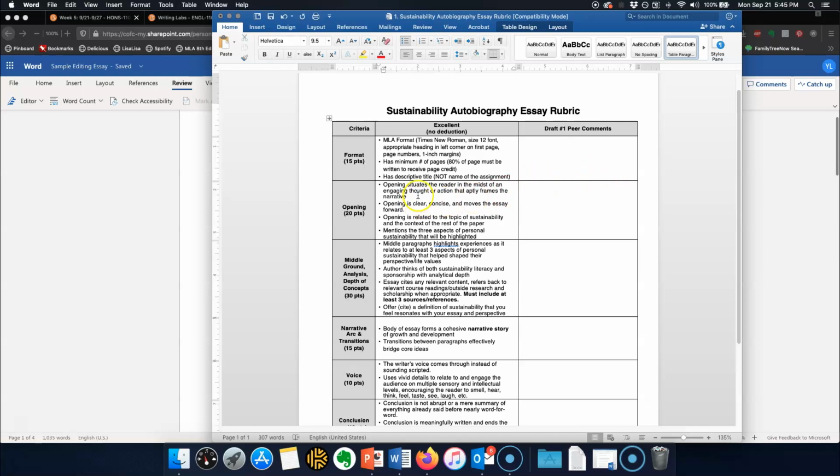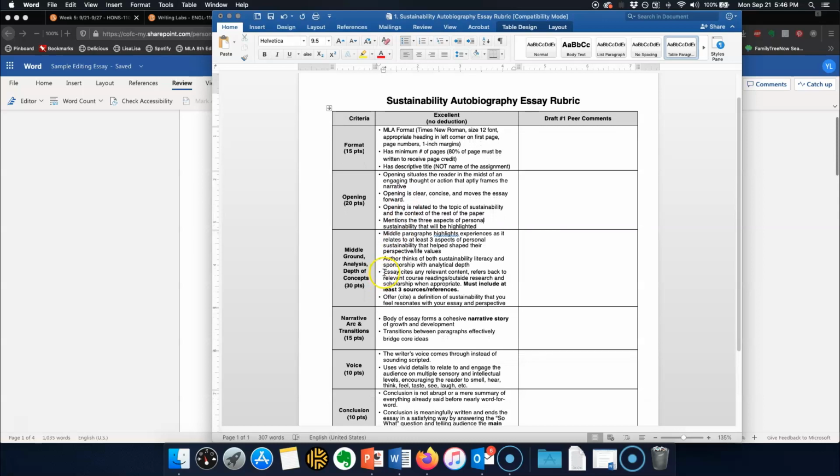And then you want to do the same for the opening. Does the opening situate the reader in the midst of an engaging thought or action that frames the narrative in this very enticing way? Is it clear and concise and does it move the essay forward? Does it talk about sustainability and mention the 3 aspects of personal sustainability that will be highlighted? All of this is included on the rubric. So you let them know what they're not doing right, and then you take off however many points you want to take off. If you want to take off 10 points because you think it's a big deal, that's okay.